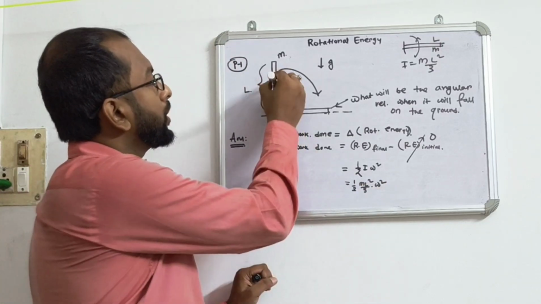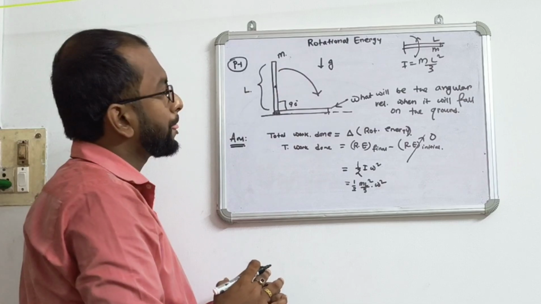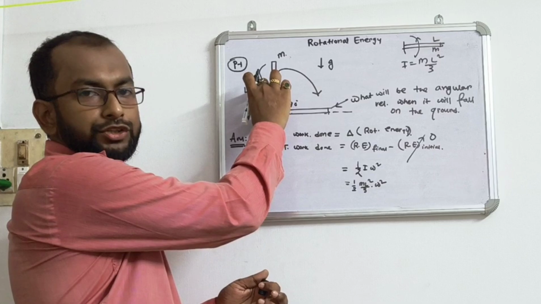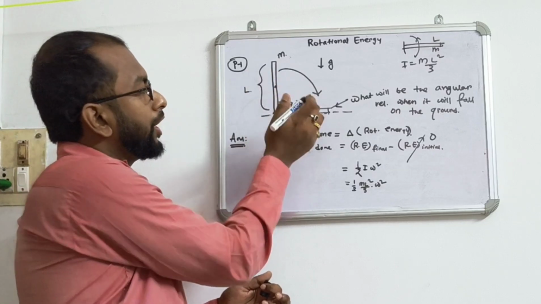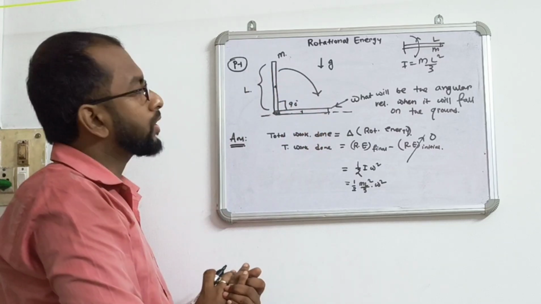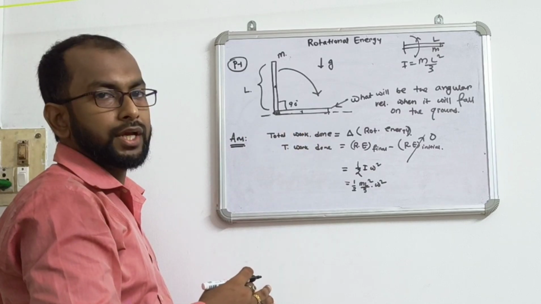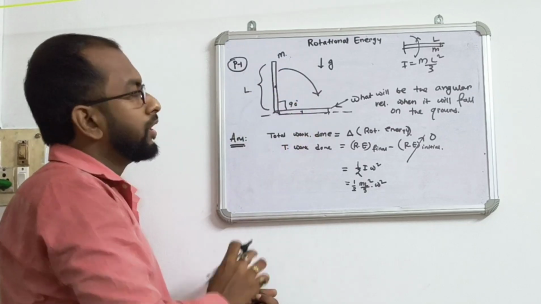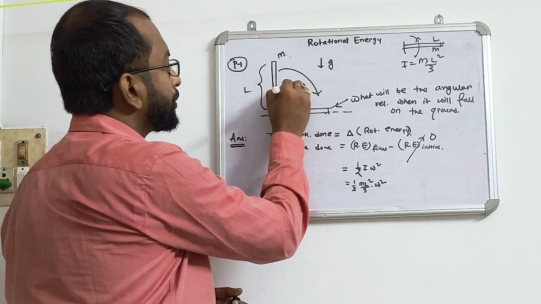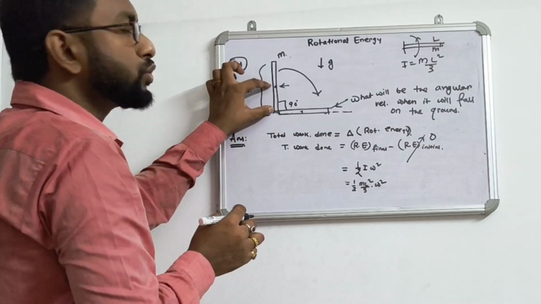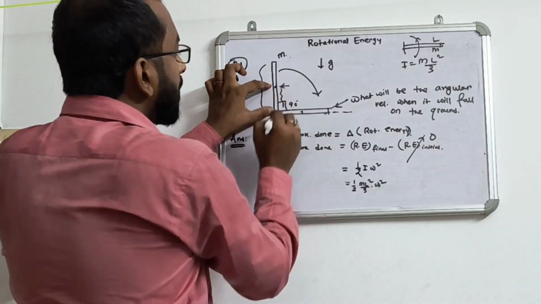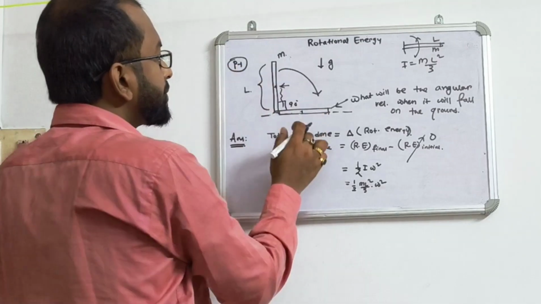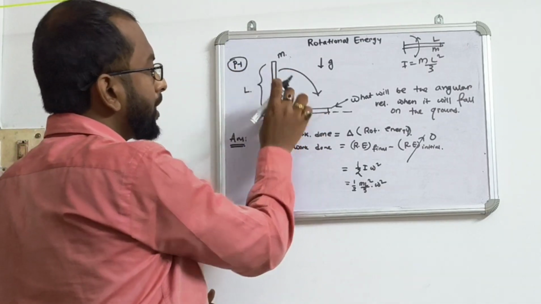So what is doing the work on this rod? Gravity. Due to gravity, right now it has some potential energy. When it falls on the ground, its potential energy becomes 0. So the net work done by gravity is basically the potential energy change. At the vertical position, its center of mass lies at L by 2 height. And finally, its center of mass falls on the ground. So with respect to the ground, the potential energy change is potential energy initial minus potential energy final.